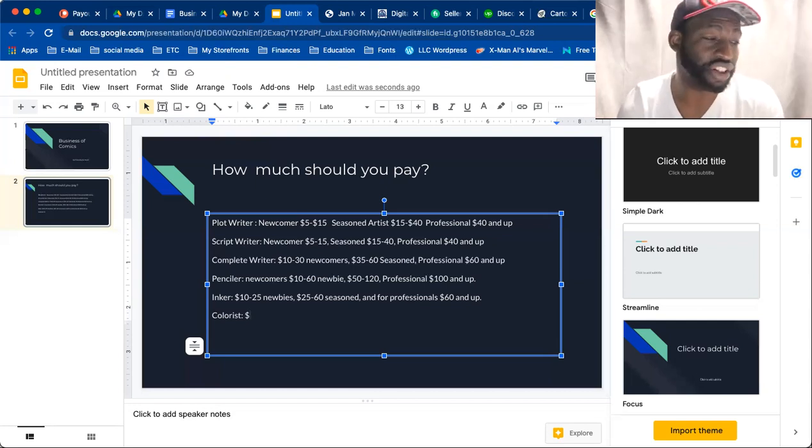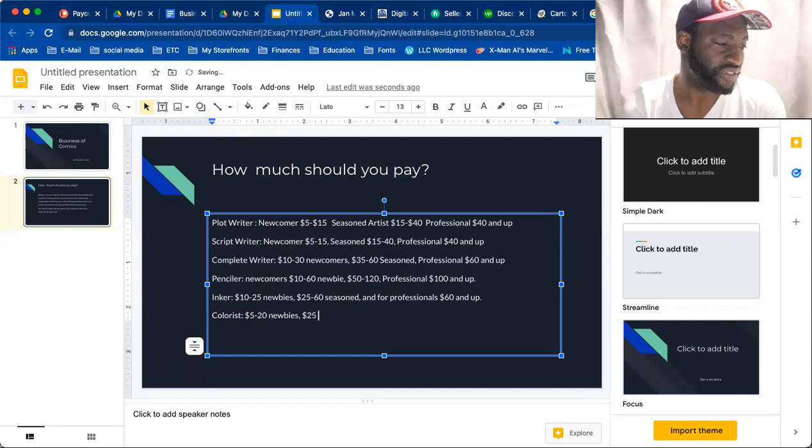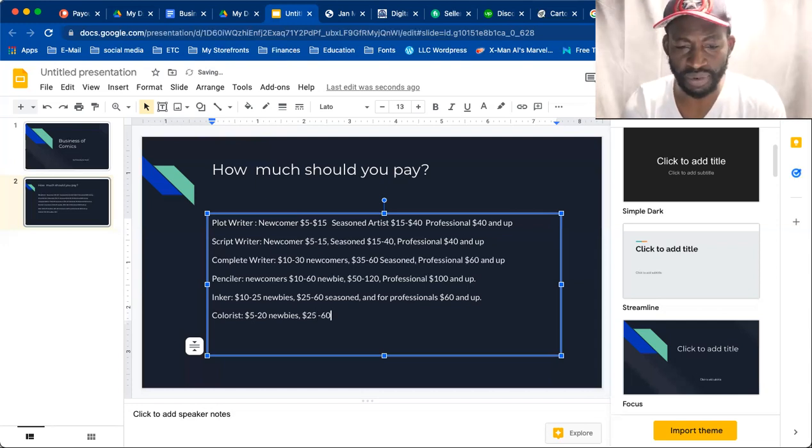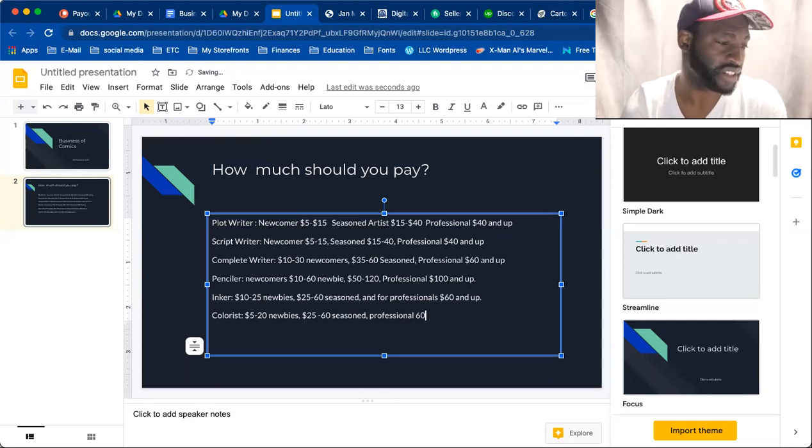For newbie colorists, you're looking at $5 to $20 per page. For seasoned, we're looking at $25 to $60 per page. And professionals are $60 and up.